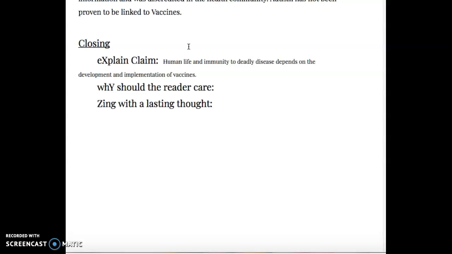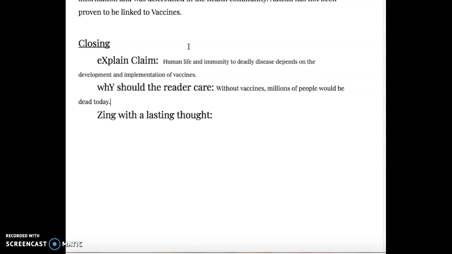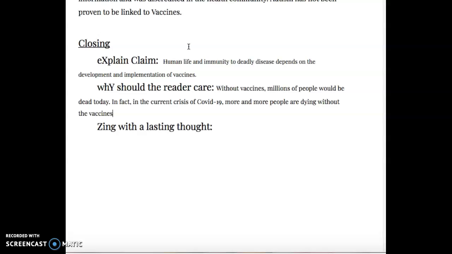So for example, and I'm making this up off the top of my head, so forgive me if it's not very good, but maybe I would say something like, without vaccines, millions of people would be dead today. In fact, in the current crisis of COVID-19, more and more people are dying without the vaccine. So that just kind of relates it to what's going on in the world today.